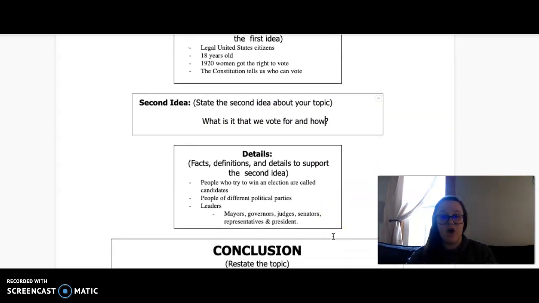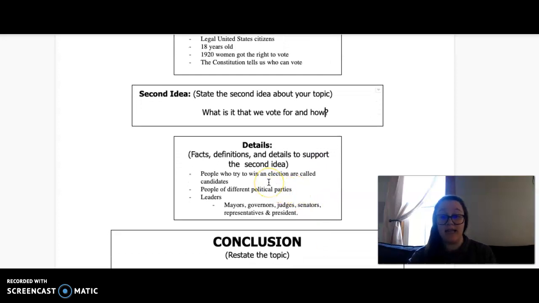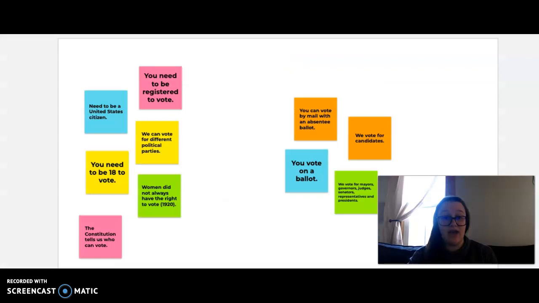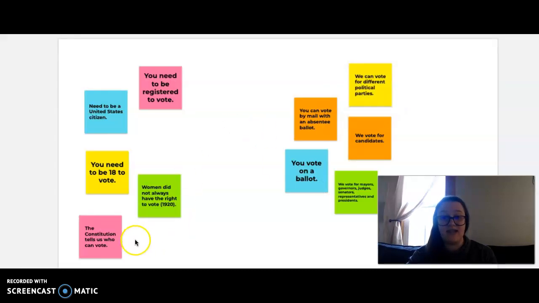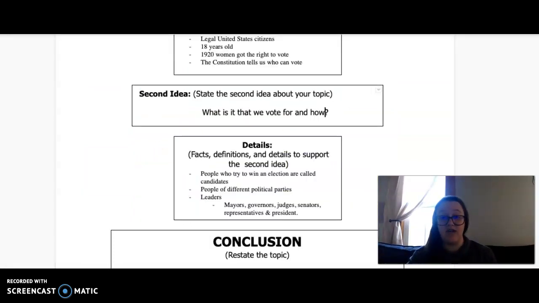So I put people who try to win an election are called candidates, people of different political parties, leaders, mayors, governors. So I'm seeing all that. So this is actually who you can vote for. I'm going to pop this over here. So what's nice about that is you can move your facts around if they don't fit in one category, to put them in a different category.